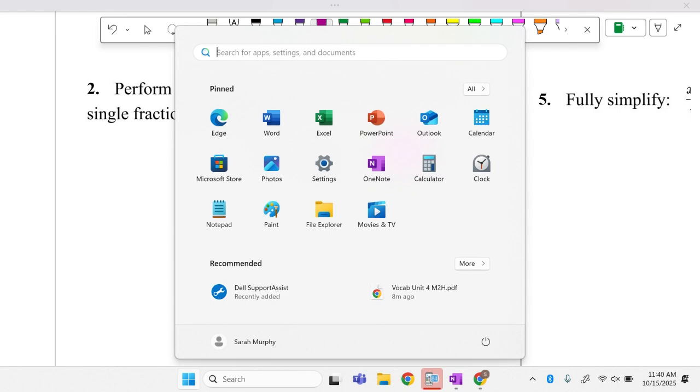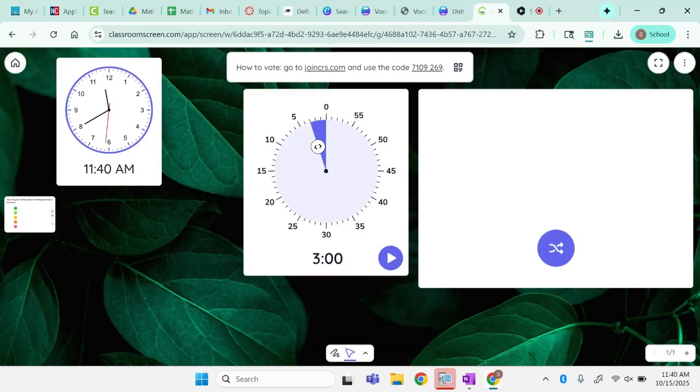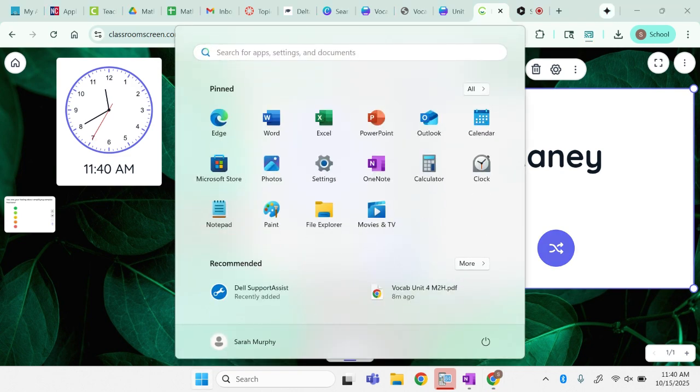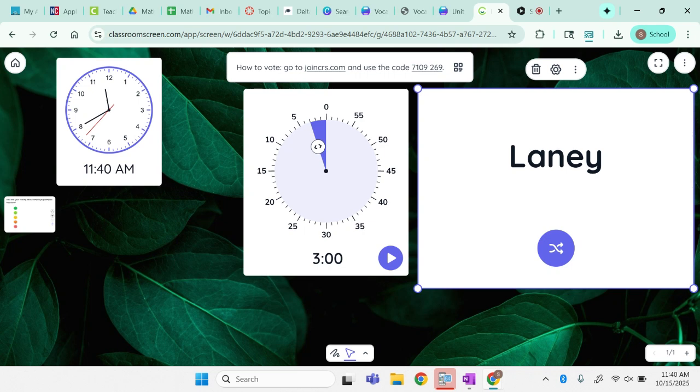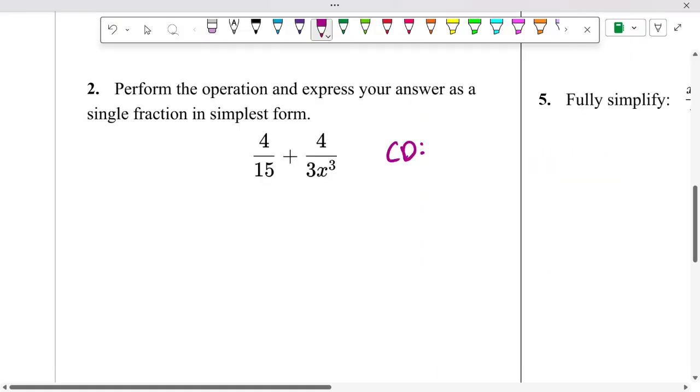And let's go with Lainey. So what would my common denominator be here? 45 what? 45x, not squared, cubed.